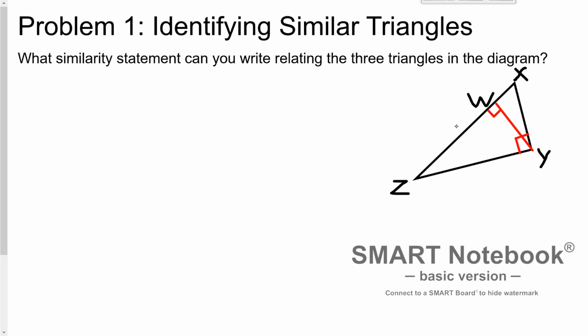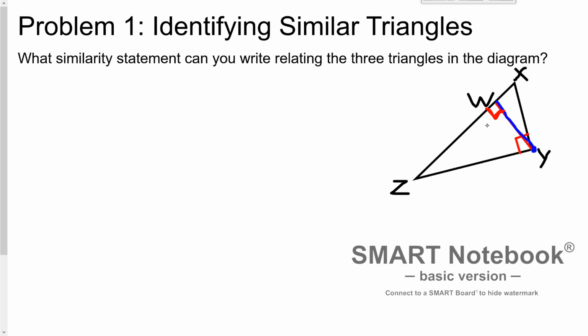Let's identify the similar triangles. So here we have our big triangle, ZYX or XYZ, and we want to write a similarity statement regarding the three triangles in the diagram. First we want to identify, yes, this is an altitude, and I can tell that's an altitude because it's going from the right angle of the big triangle down to the hypotenuse, and it's creating a right angle, so therefore that theorem 62 holds.